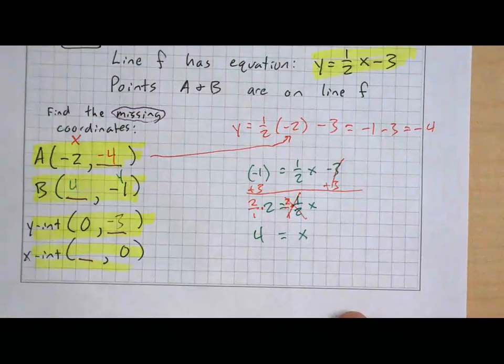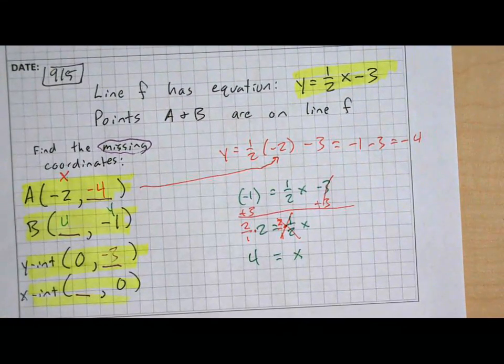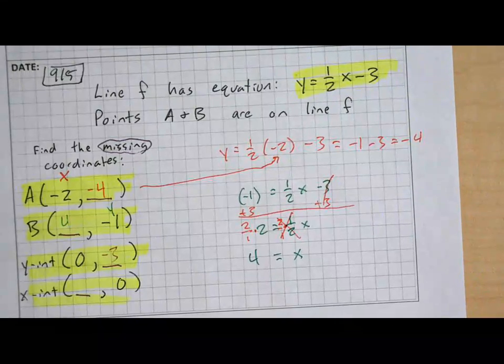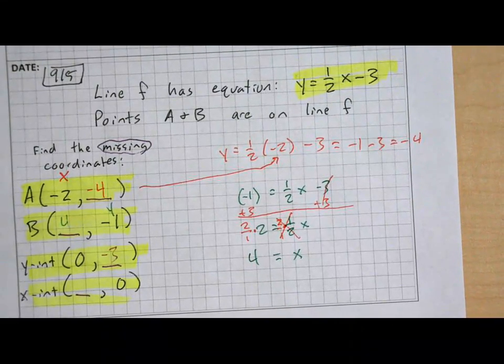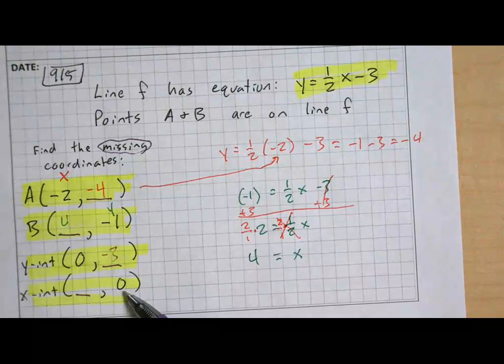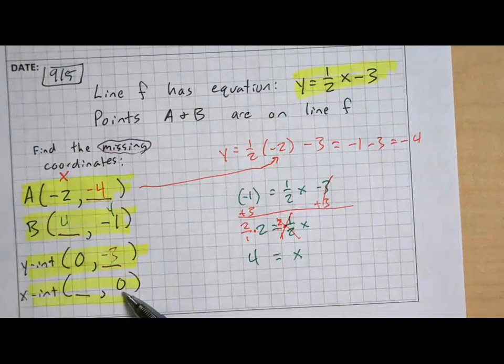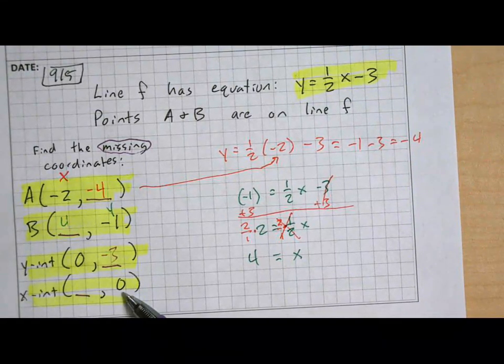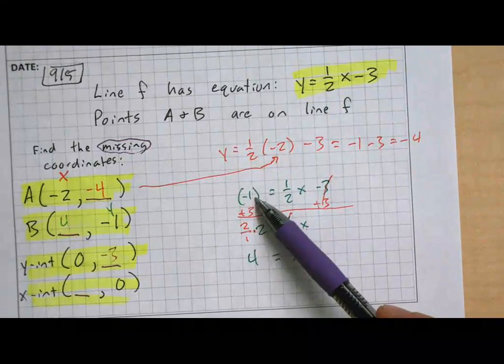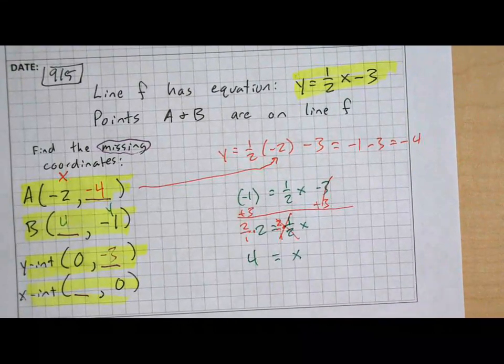The x-intercept does not appear in the equation. How would we find the x-intercept? Well, we're going to have to take this y value of 0 and plug it into the equation and solve. And I'll leave that last step to you. So the work would look a lot like this, except we'd put a 0 in place of the y here instead.